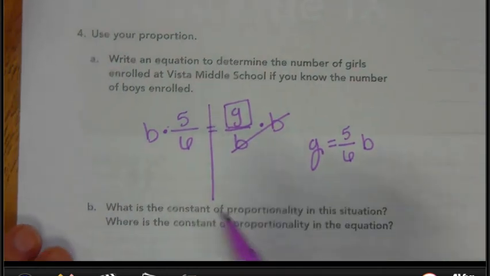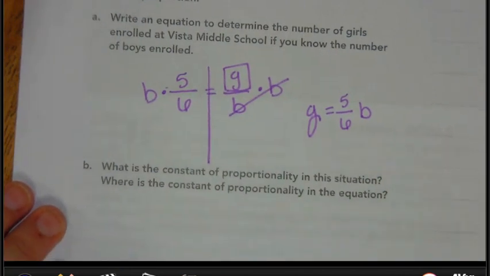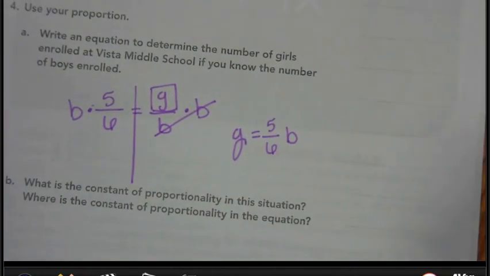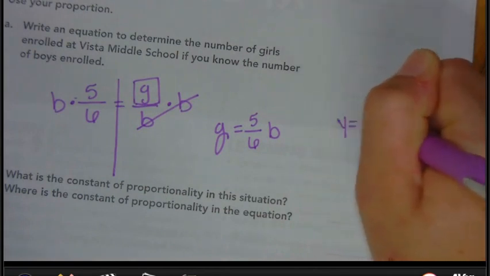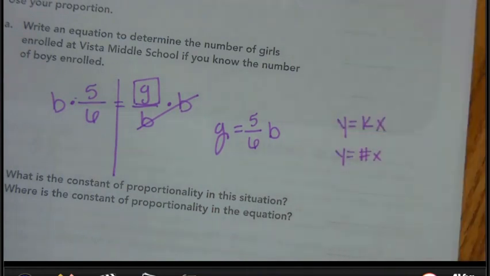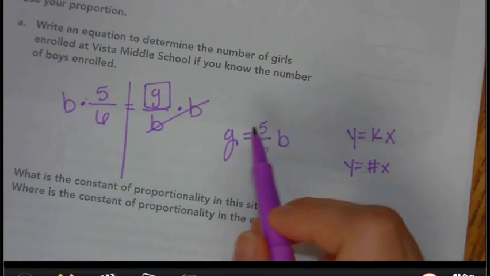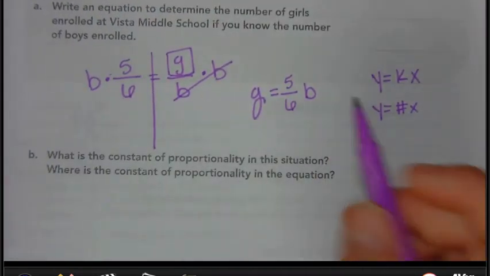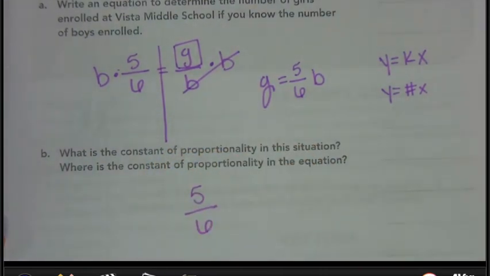Okay. It's asking, what is the constant of proportionality in my situation? Where is the constant of proportionality? Well, I have G is equal to 5 over 6B. We are used to seeing our equations written as y is equal to k times x, or y is equal to a number times x. Well, this is written in the exact same format as this. All I did is just change the y for G and the x for B. So what is my constant of proportionality here? And that is 5 over 6.